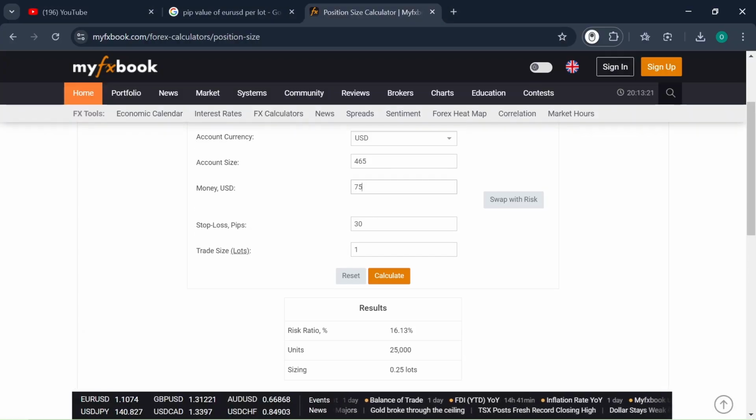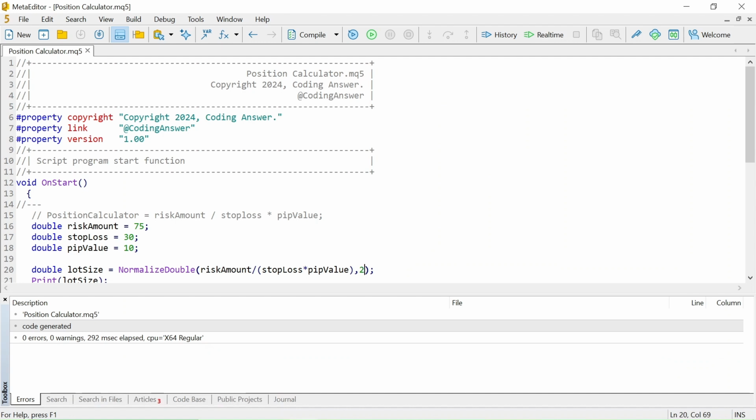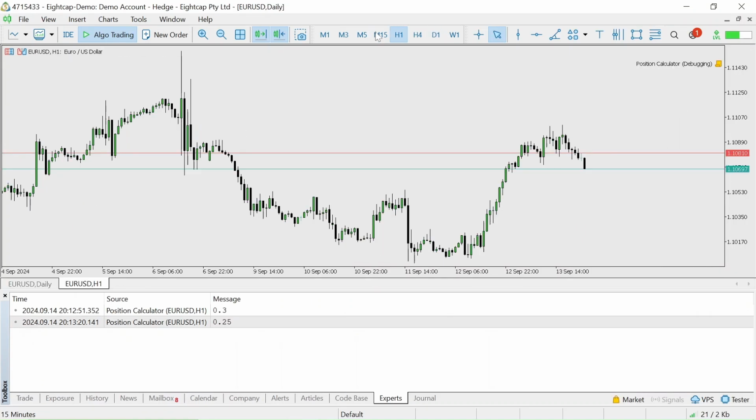If we said we are risking, let's say 150, that's 0.5 lots. We are risking 150, that's 0.5 lots.